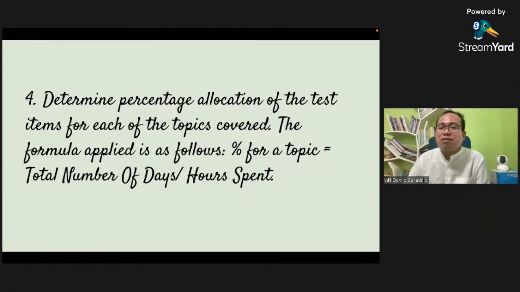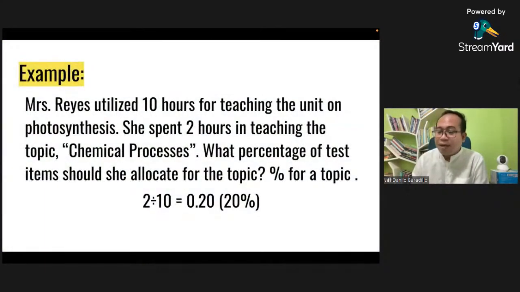The percentage for a topic equals the number of days or hours spent on the topic over the total number of days or hours. Let's have an example. Mrs. Reyes utilized 10 hours for teaching the unit on photosynthesis. She spent 2 hours teaching the topic chemical processes. So what percentage of test items should she allocate for the topic? It's 2 over 10, which equals 0.20 or 20%.